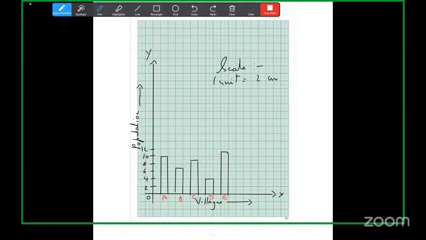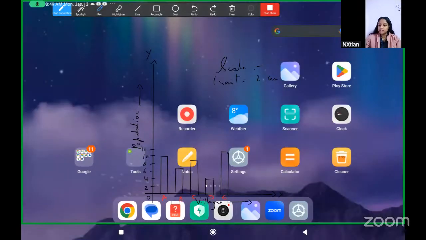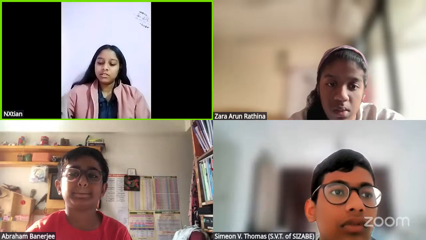Okay, so now in the last class, I told you all that sometimes we are given the graph and we'll be asked some questions that are based on the graph. So I'll be showing you all a graph and you guys have to answer questions that are based on it.